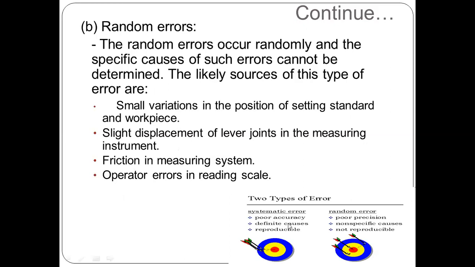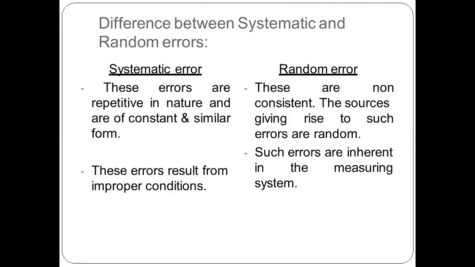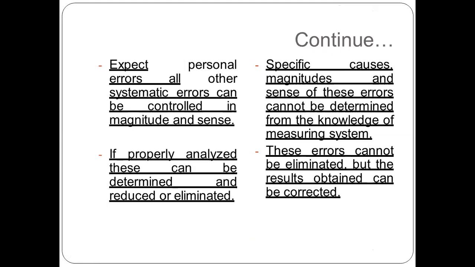Systematic error affects accuracy, but random error affects precision. Systematic error has definite causes, and random error has non-specific causes. Systematic error is reproducible, while random error is not reproducible. This is the difference between systematic error and random error.